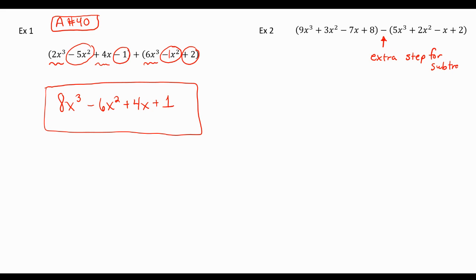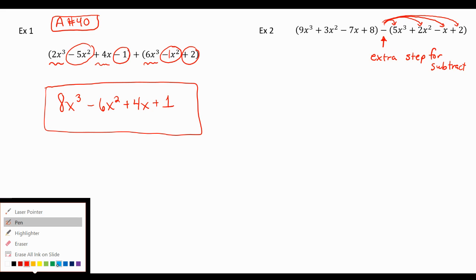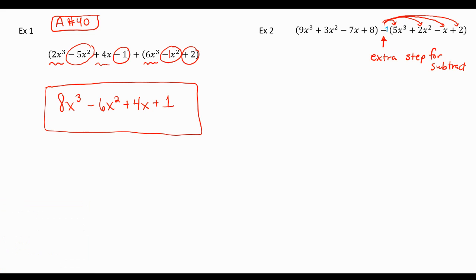And what you have to do is you have to distribute the negative. What that means is you're just multiplying. Let me just draw all my arrows first. Okay, there's a little hidden, let me change colors. There's a hidden 1 right here, so you're distributing negative 1. So I'm going to bring this front one down. We don't make any changes to the front one, so we just bring it down. So 9x cubed plus 3x squared minus 7x plus 8.